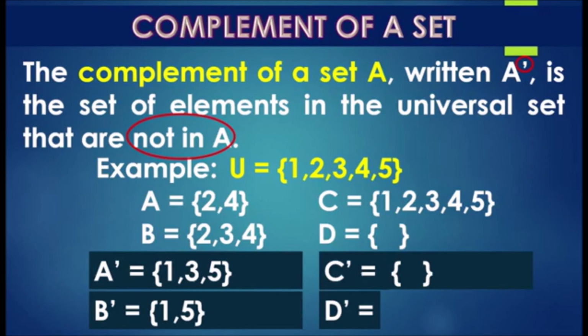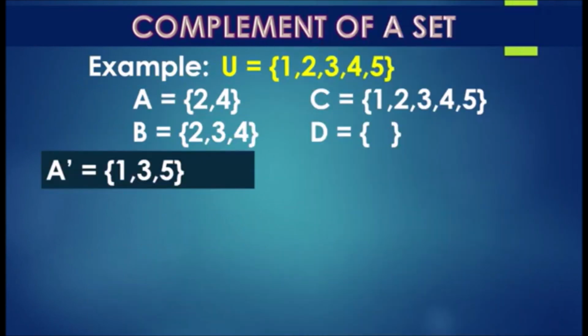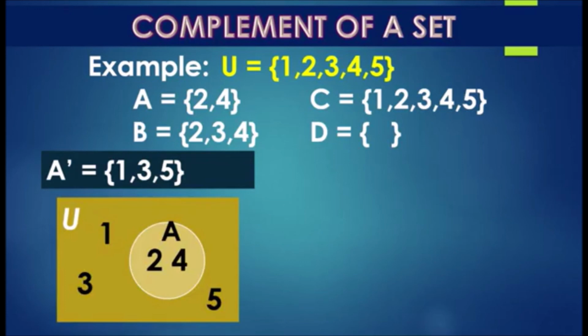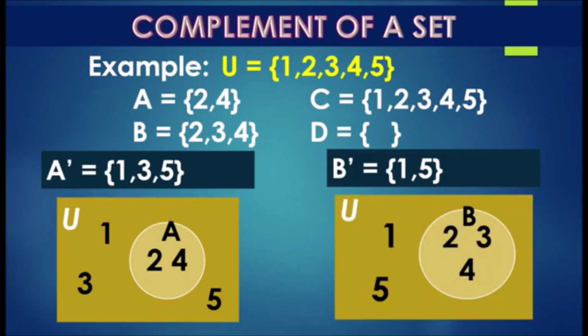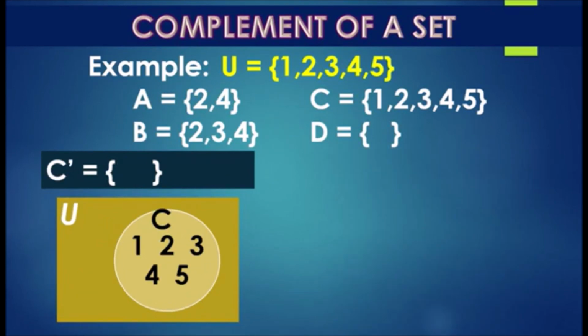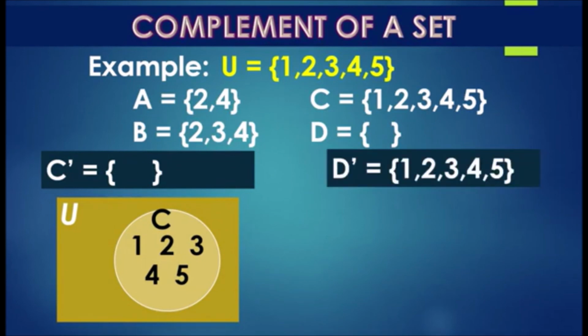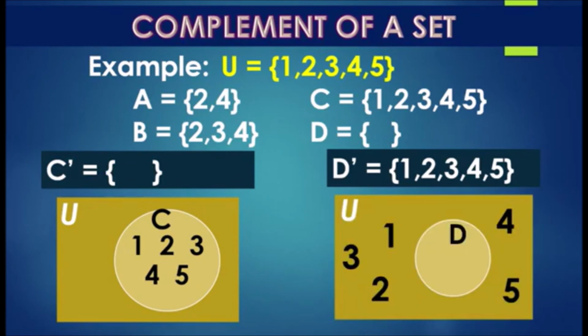Next is the complement of set D. Not in set D but present in the universal set, we have the set of elements 1, 2, 3, 4, and 5. If we are going to illustrate it through a Venn diagram, we have that Venn diagram for the complement of A. Next is the Venn diagram illustration of the complement of set B. And then we have also the complement of set C and the complement of set D.